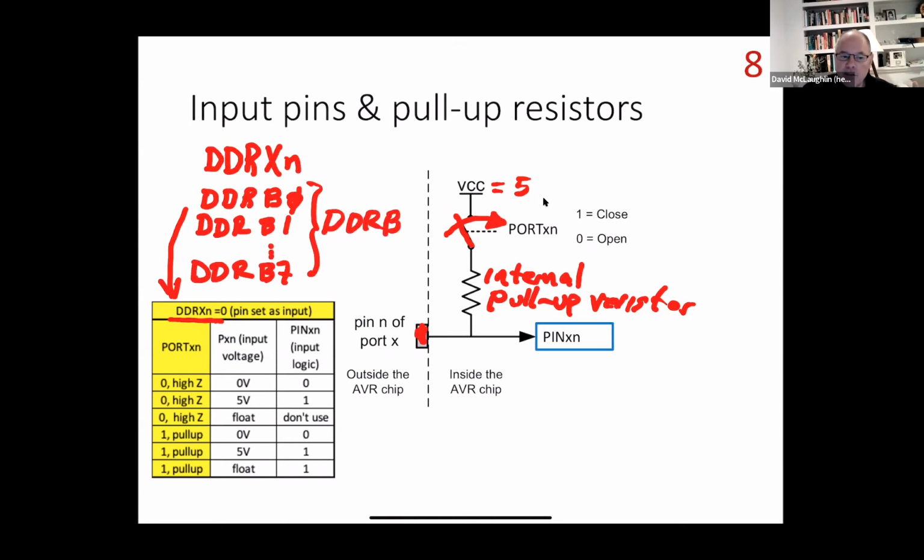And likewise, this applies for ports C and D. So this kind of language here really represents every pin and every port. It takes a little bit to get your mind around that, but that's the shorthand notation that the data sheet uses.